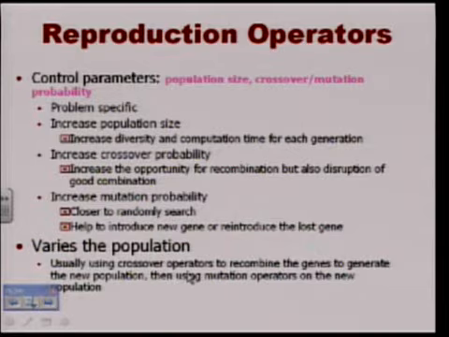And these are, in general, problem specific. You can always increase the population size in order to increase the diversity. However, in general, the computational time will increase for each generation. And you can increase the crossover probability, which means you increase the opportunity for recombination of two parents to get two offsprings. But sometimes this could also disrupt some good combination.